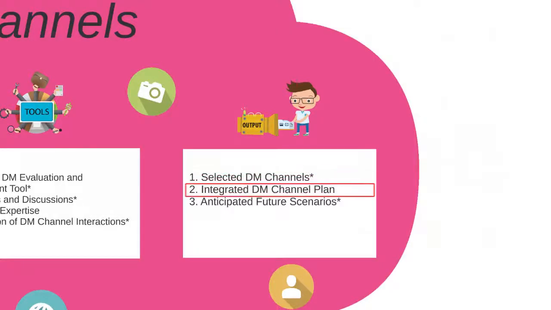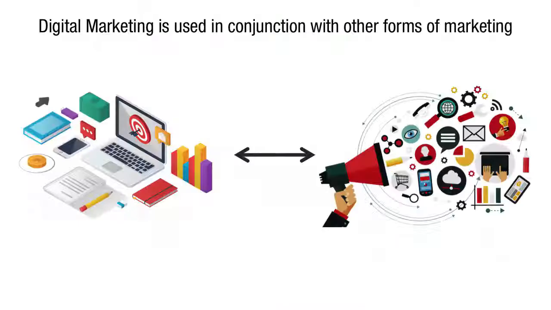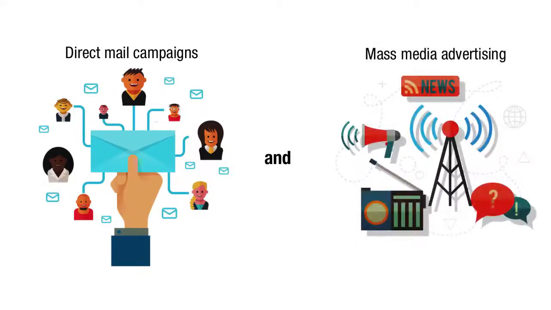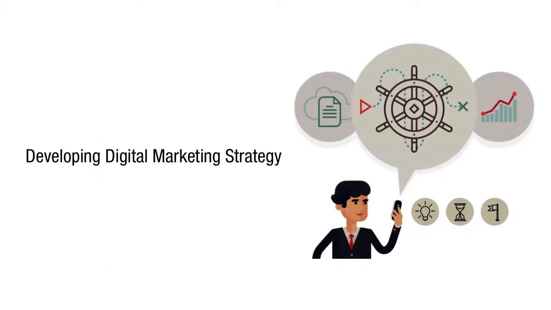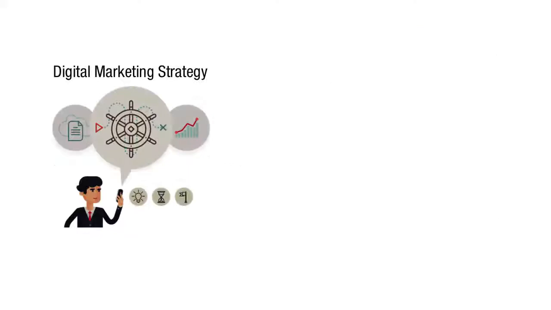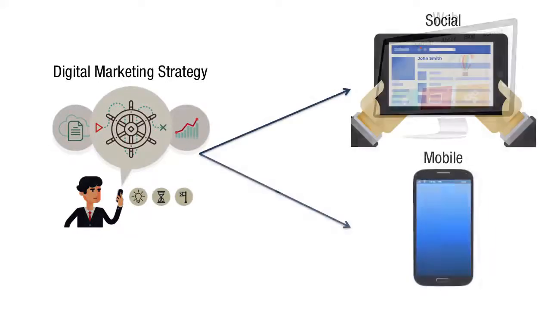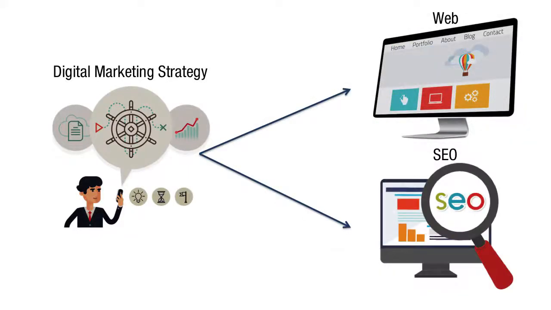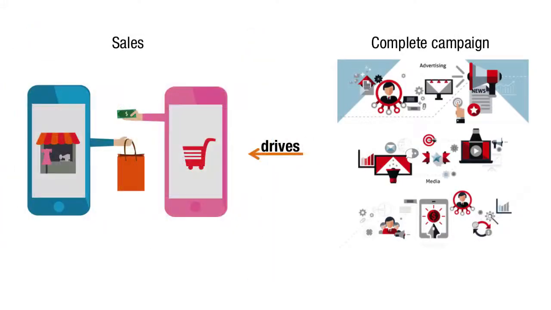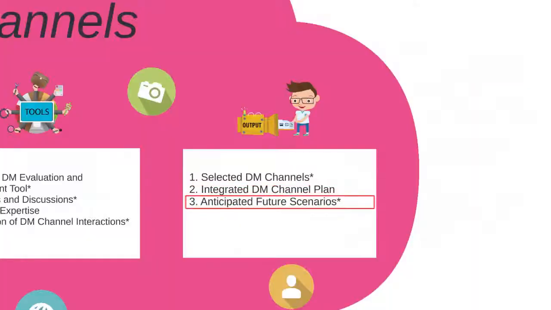The next output is the Integrated Digital Marketing Channel Plan. It is important to understand that digital marketing is often used effectively in conjunction with other forms of marketing, such as direct mail campaigns and mass media advertising. As well, when developing a digital marketing strategy, multiple tactics should be considered, and most often a combination of social, mobile, web, and other similar digital channels will integrate and work together to form a complete campaign that more effectively drives sales conversions. Anticipated future scenarios is the last output of this process.